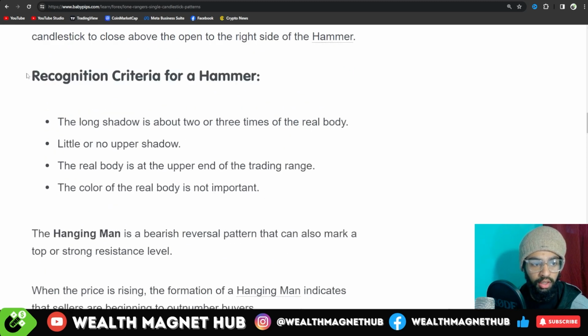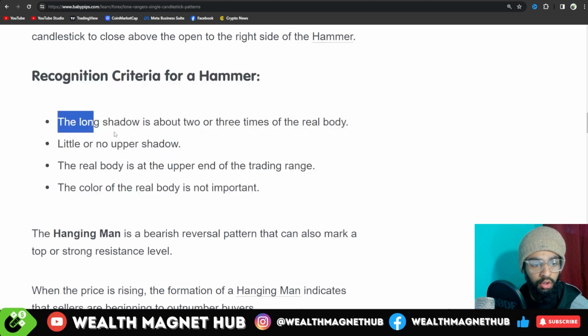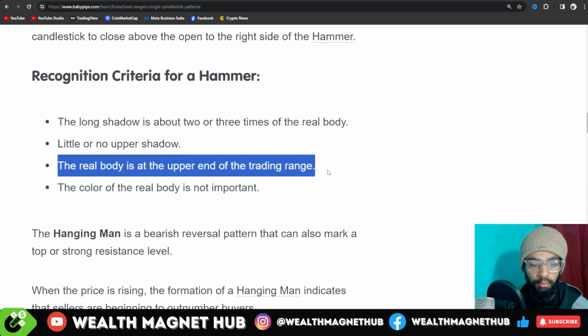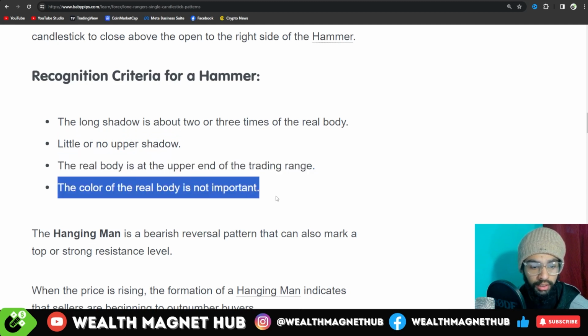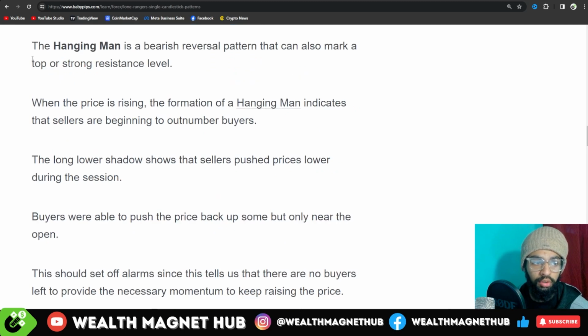So this is the criteria to determine a hammer. For the recognition criteria, we can see the long shadow is about 2 or 3 times the body, so we have a bigger long shadow at the bottom. It has little to no upper shadow. The real body is at the upper end of the trading range. The color of the real body is not that important. It could be green or red. So that's what our hammer basically looks like.